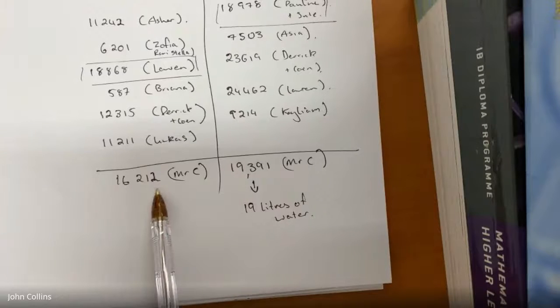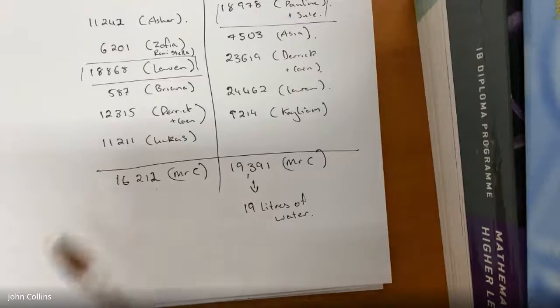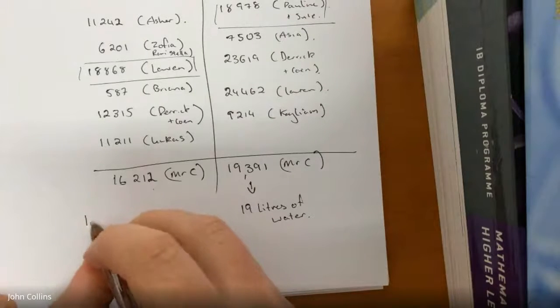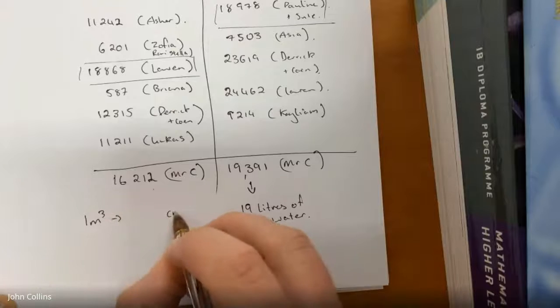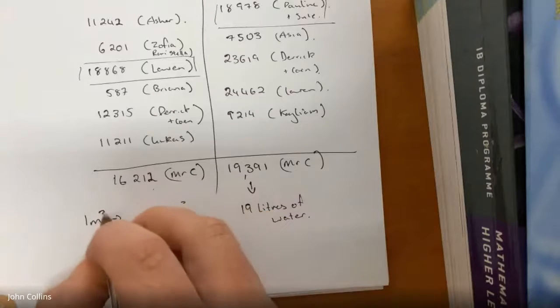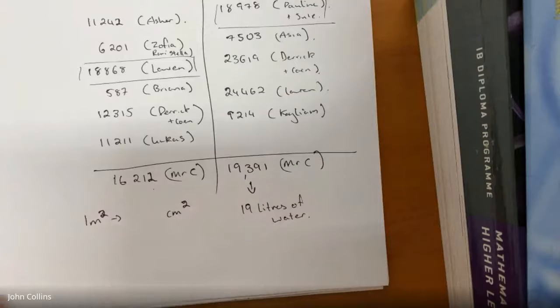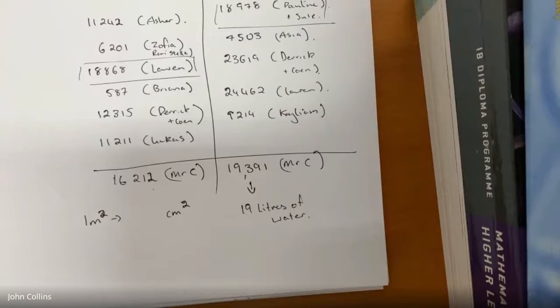And the 16,212, if you want to compare that, well, what's 1 meter squared in centimeters squared? Can anyone remember? What's that conversion? 100 centimeters squared. Nope. That's 1 meter in centimeters. No, it wouldn't be 10 centimeters squared.